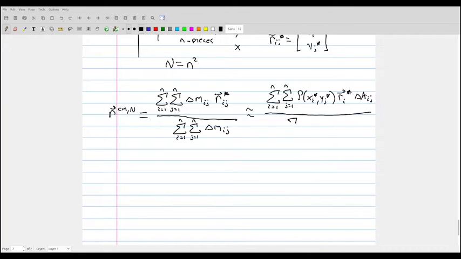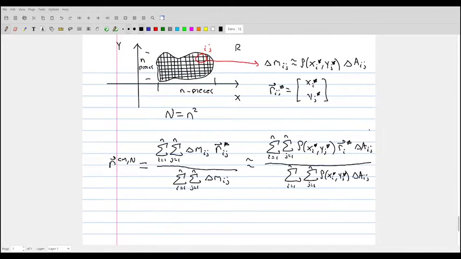And this is divided by the sum over all of the pieces of the partition of, again, delta mij, which is rho of xi star, yj star times delta Aij, or the density at the sample point in each subrectangle multiplied by the area of that subrectangle. And we have to add everything for each one of these terms.